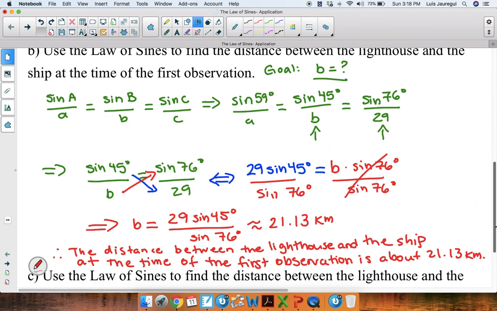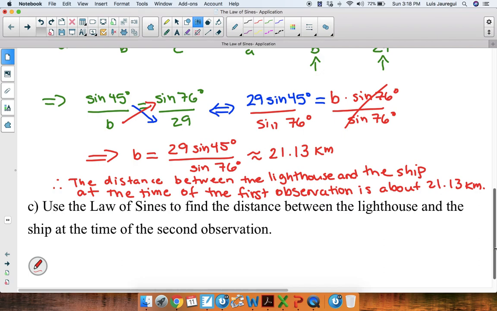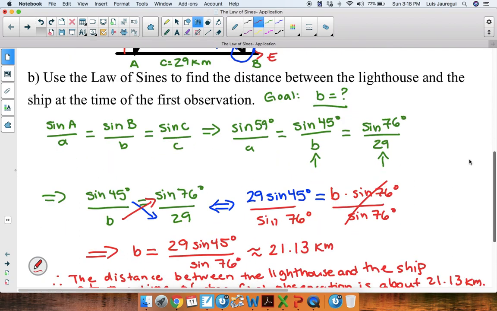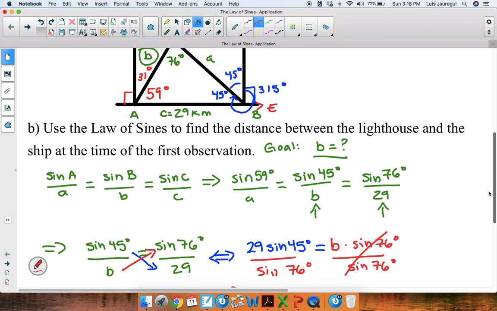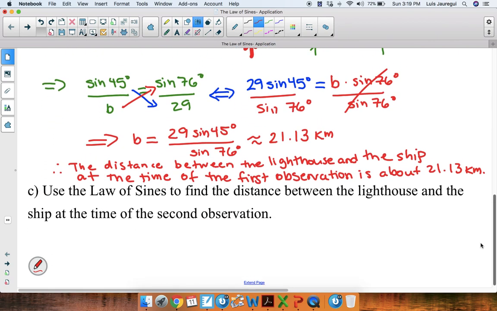Now with that said, we can move on to part C. Part C states the following. Use the law of sines to find the distance between the lighthouse and the ship at the time of the second observation. So we go back to our diagram here, up here. We are now going to be looking for the value for a. The nice thing though is that in part B we already have the setup. So now we're going to be looking for a. Therefore, we can actually use this particular ratio along with the ratio involving angle and side C. That's what we're going to be using to set up our proportion here.